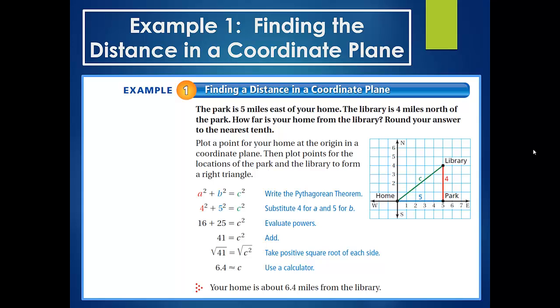So 4 squared plus 5 squared equals c squared. 4 squared equals 16. 5 squared equals 25, so 16 plus 25 equals c squared. 16 plus 25 equals 41, so we have 41 equals c squared. Now we'll take the square root of both sides, and we'll get that the square root of 41 equals 6 4/10, and that then would equal c. This is an approximate answer because we rounded to the nearest tenth, so it's approximately 6 4/10. So your home was about 6 4/10 miles from the library.